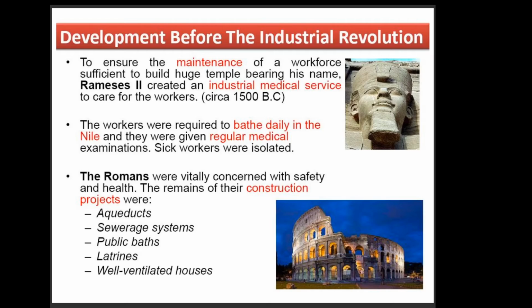The Romans were vitally concerned with safety and health. The remains of their construction projects were aqueducts, sewerage systems, public baths, latrines, and well-ventilated houses.